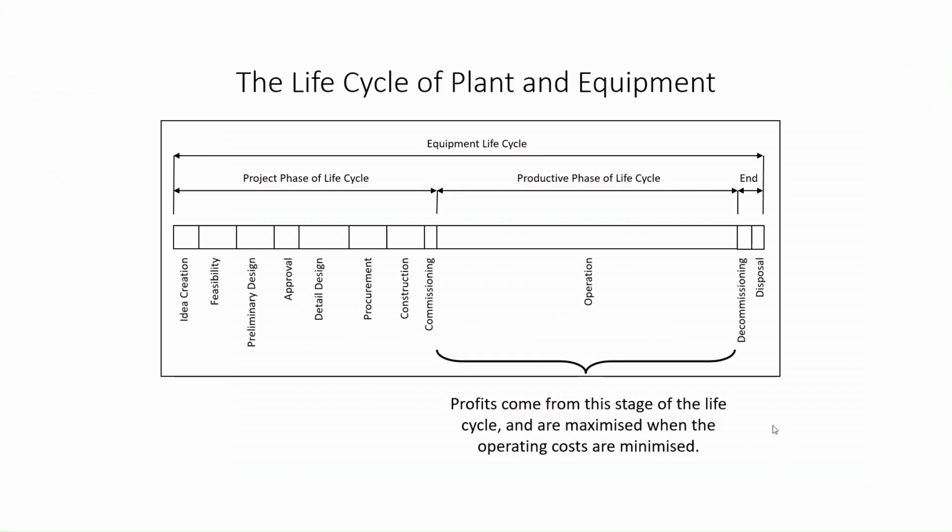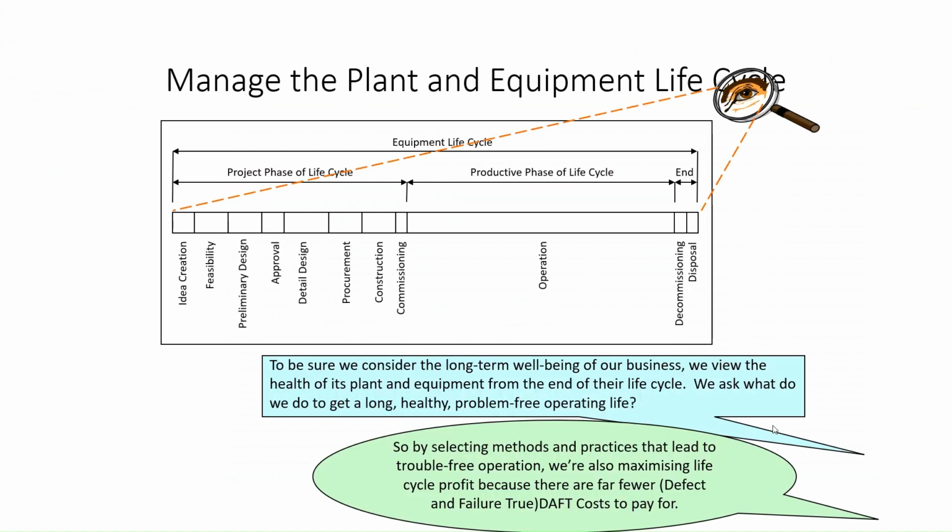The plant and equipment used in an enterprise have a life cycle. It starts with the recognition of an opportunity, then progresses to feasibility and approval. If the idea is found worthwhile, a full design is developed, plant and machinery are purchased, installed, and put into operation. The vast majority of the life cycle is the operation phase, and this continues until the plant and equipment are eventually decommissioned and disposed of.